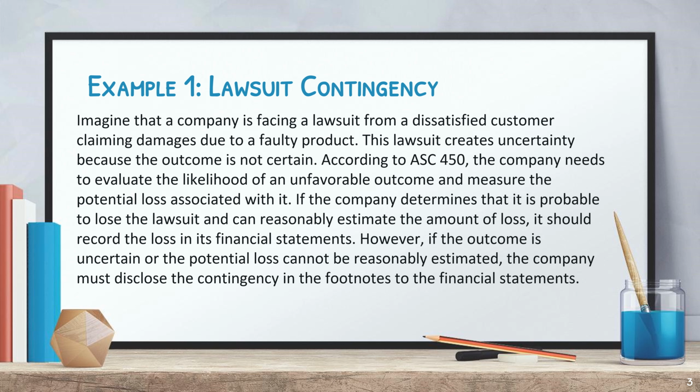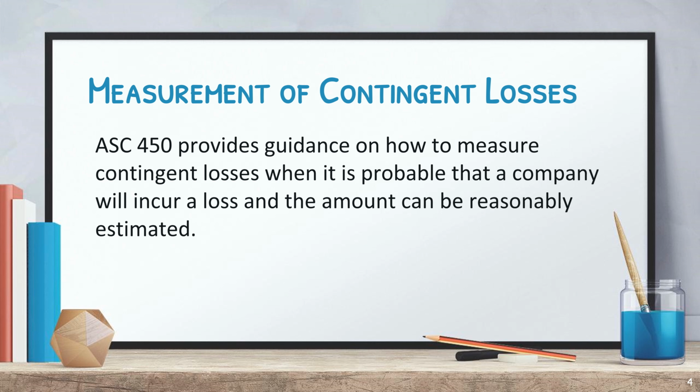However, if the outcome is uncertain or the potential loss cannot be reasonably estimated, the company must disclose the contingency in the footnotes to the financial statements. ASC 450 provides guidance on how to measure contingent losses when it is probable that a company will incur a loss and the amount can be reasonably estimated.